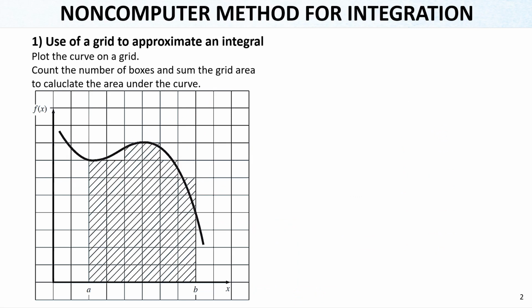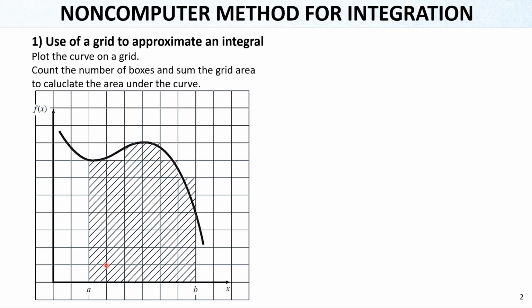We have also a non-computer method for integration. Let's define that too, and we have two approaches for this. The first one is using grids. So if you have a function or data, just plot it into a graph, then divide the graph into grids, as you can see here, with equal squares, let's say, and count the number of boxes or squares under the function, and sum the grid areas to calculate the area under the curve.